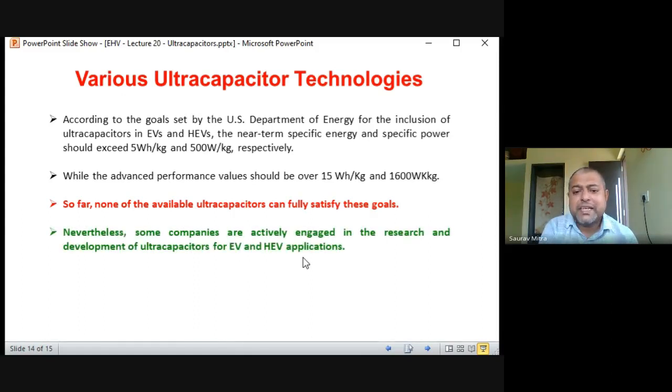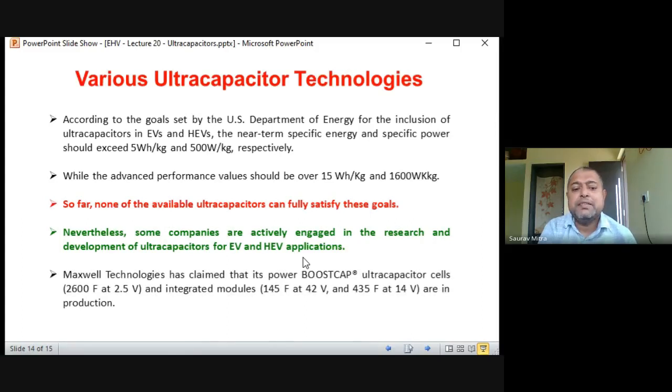Nevertheless, some companies are actively engaged in research and development of ultracapacitors for EV and HEV applications. Maxwell BoostCap 2600F, which has a voltage of 2.5 volt DC, and integrated modules 145F at 42 volt, and 435F at 14 volt are in production. So there are three Maxwell products explained here: one is 2600F 2.5 volt, one is 145F 42 volt, another is 435F 14 volt.